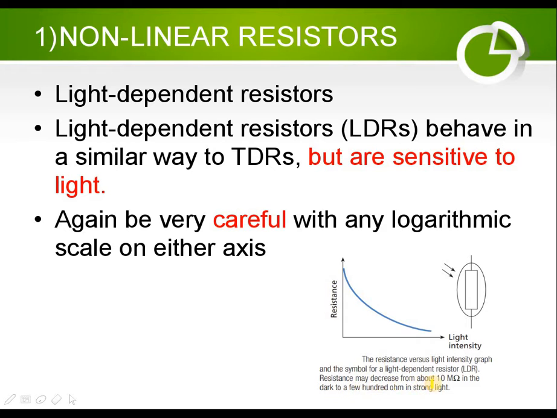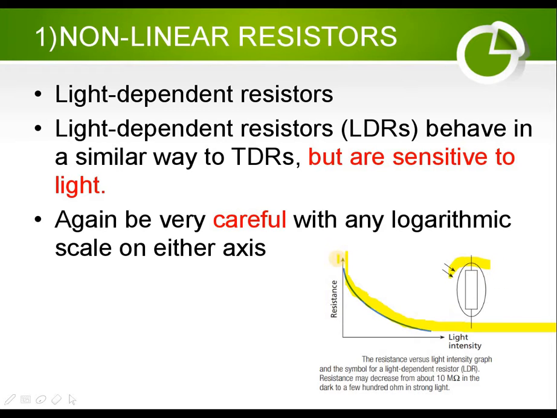The resistance may decrease from about 10 mega ohm, this is important, 10 mega ohm in the dark, to a few hundred ohm in strong light. You can see that it's not a linear graph. Most importantly, first it's decreasing along a very steep curve, then it becomes almost horizontal, running along the horizontal axis.